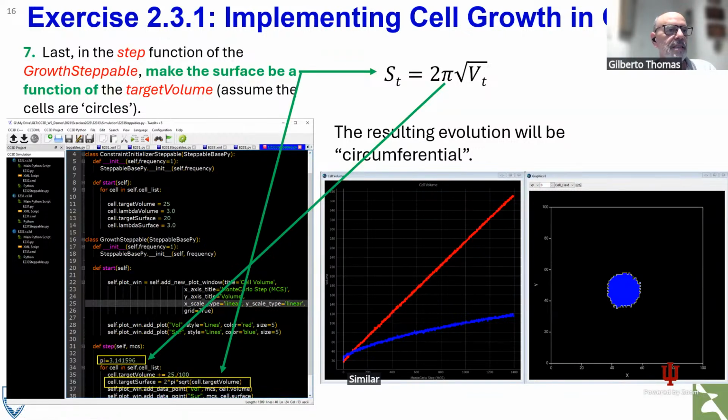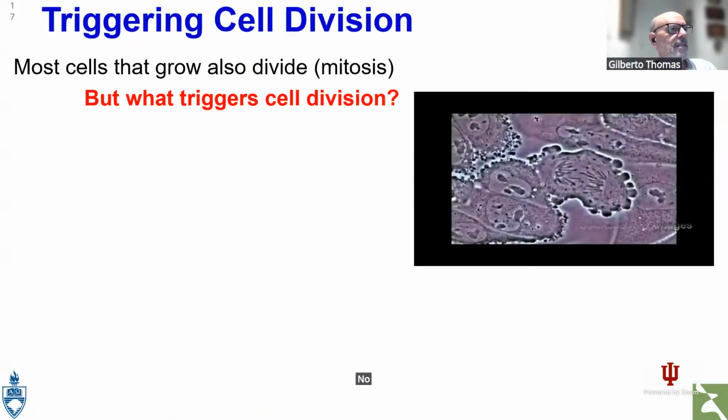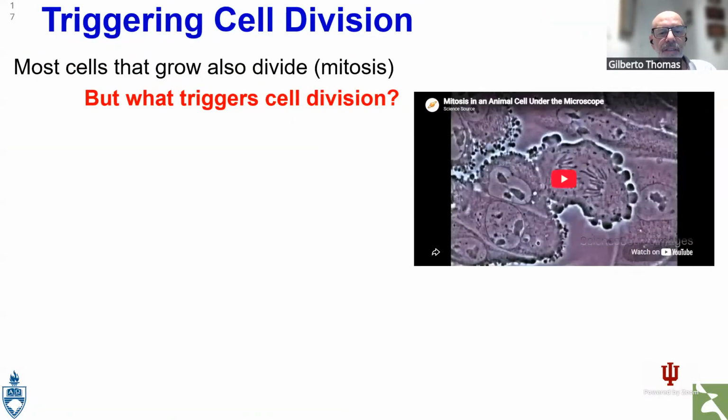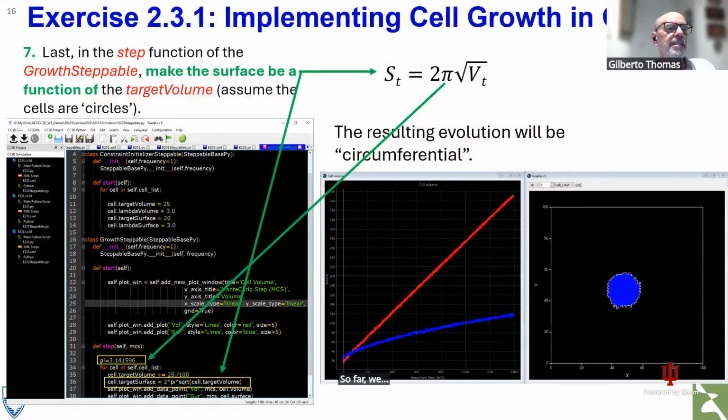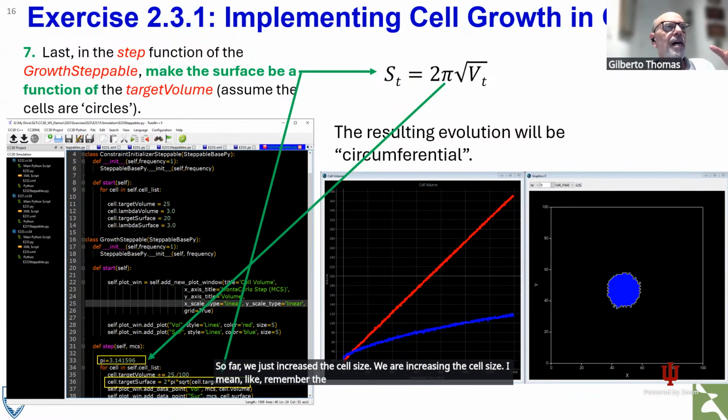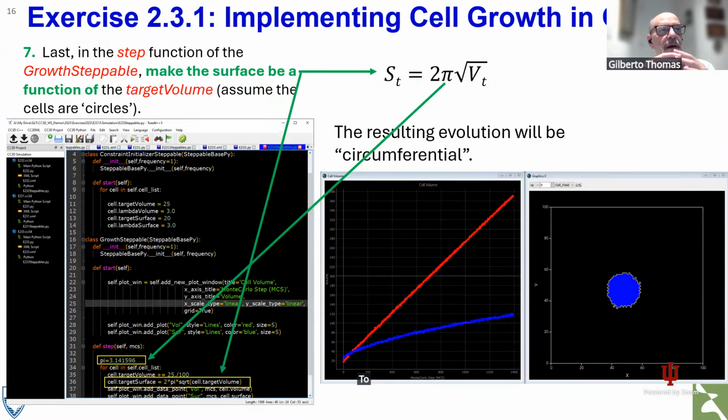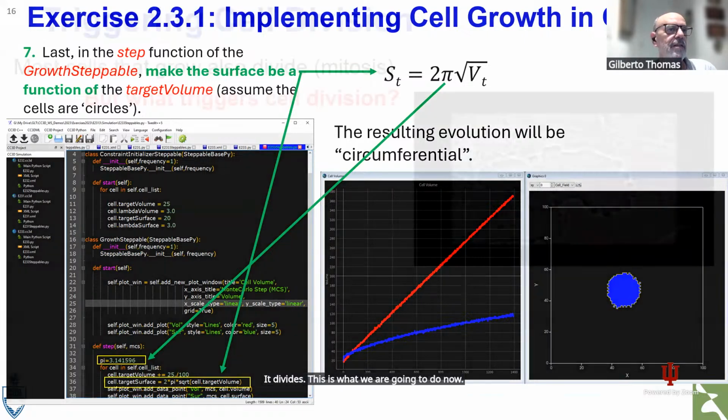Go on. Now we have to trigger the division. So far, we just increase the cell size. We are increasing the cell size. I mean, remember the rules? We are allowing the cell to grow to reach some amount of mass. And when we reach a specific value, it divides. This is what we are going to do now. We are going to divide the cell.